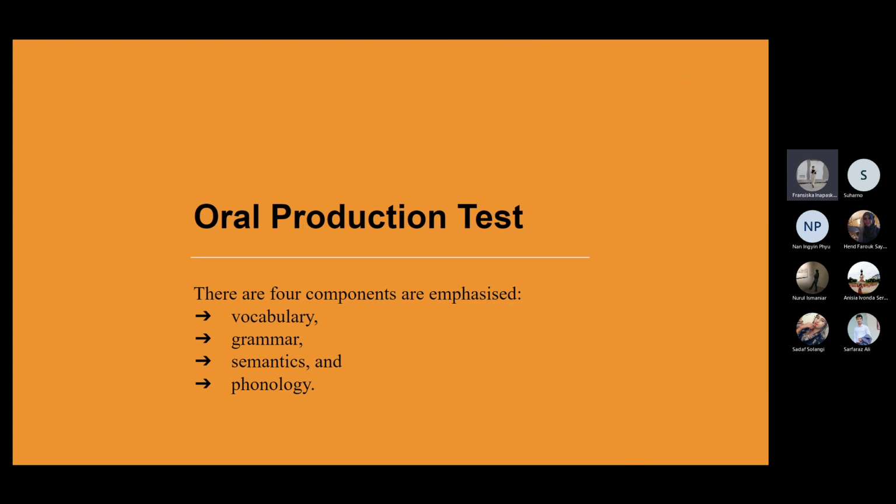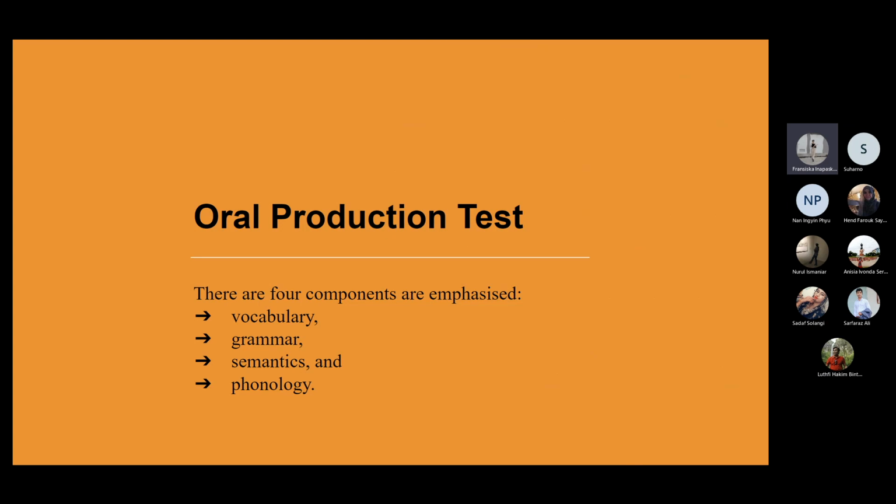In the oral production test here, there are four components that are emphasized. They are vocabulary, grammar, semantics, and also phonology. These are four components that we have to know, especially in testing oral production. Basically, oral production tests, or what we can call speaking skills, is one of the most important aspects if we want to test the speaking ability.